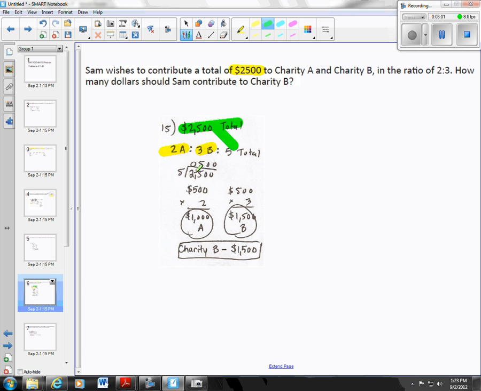So you do 2,500 divided by 5, so each piece is $500. So when it says 2A, 2 times 500, that means $1,000 goes to A, and 3 times 500, $1,500 goes to B, and that together gives you the total of 2,500. It's asking for charity B, so that's why charity B is 1,500.